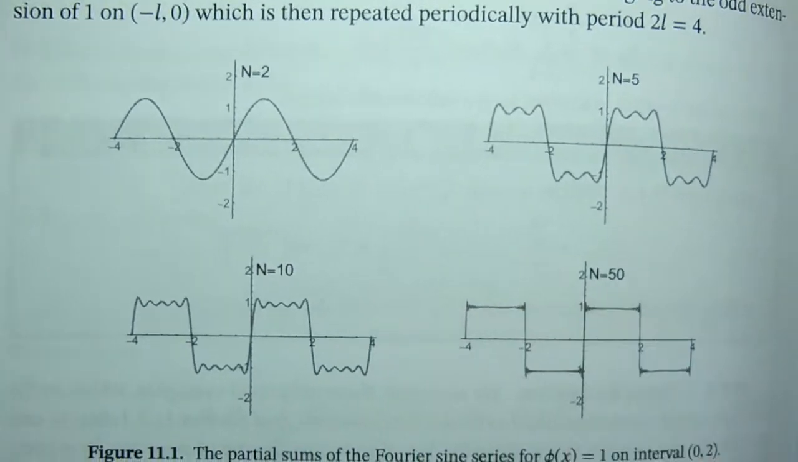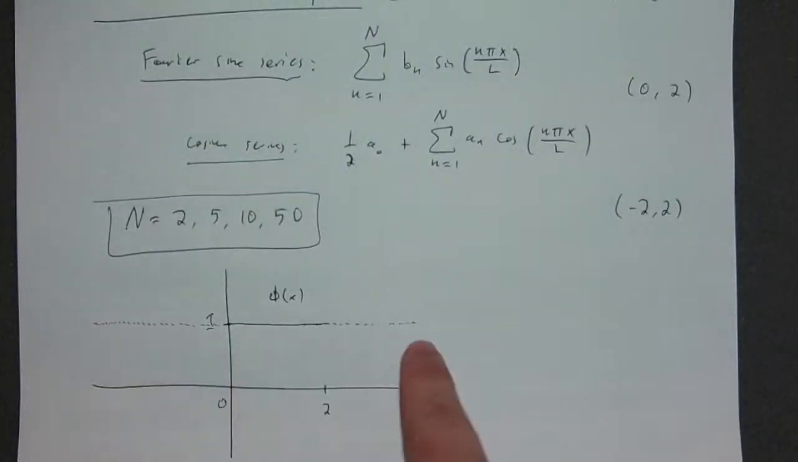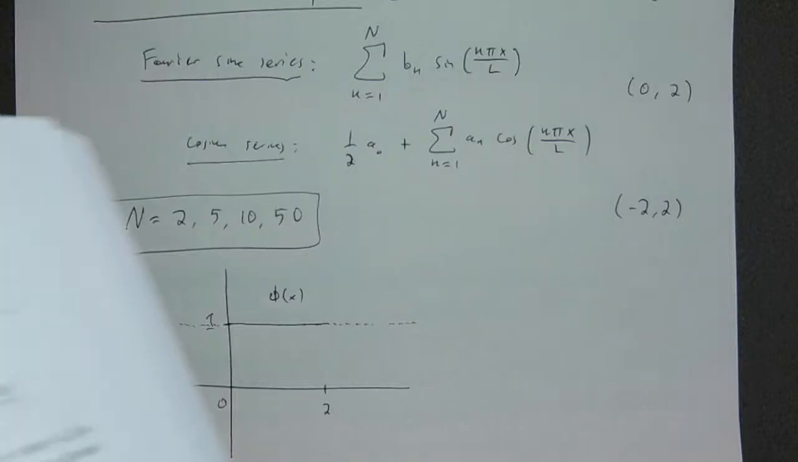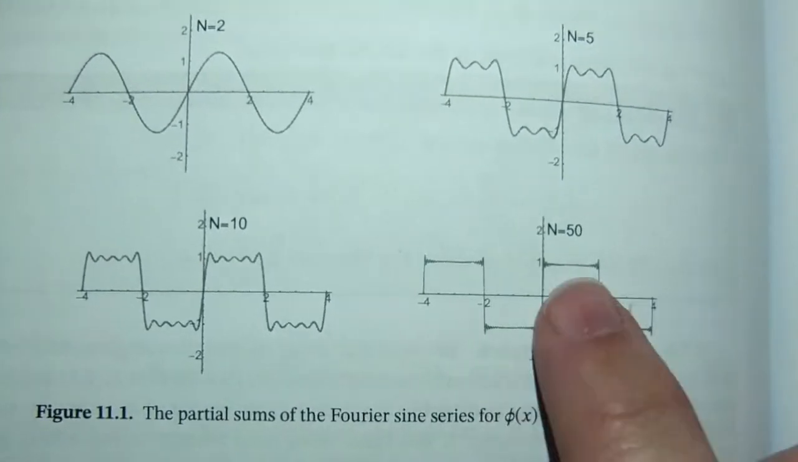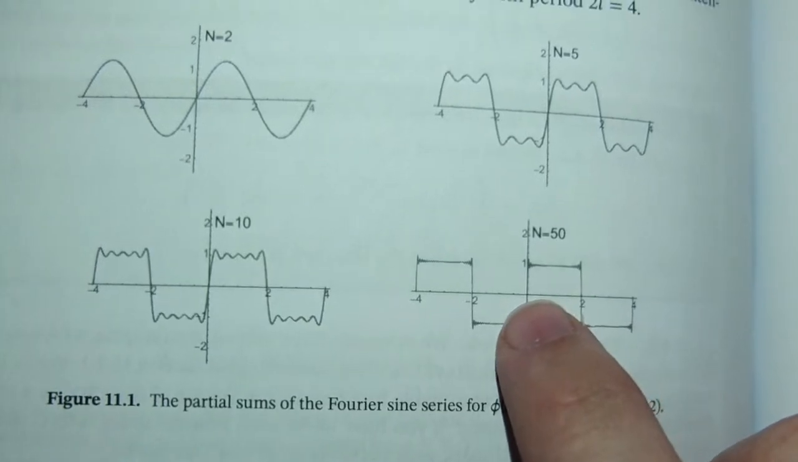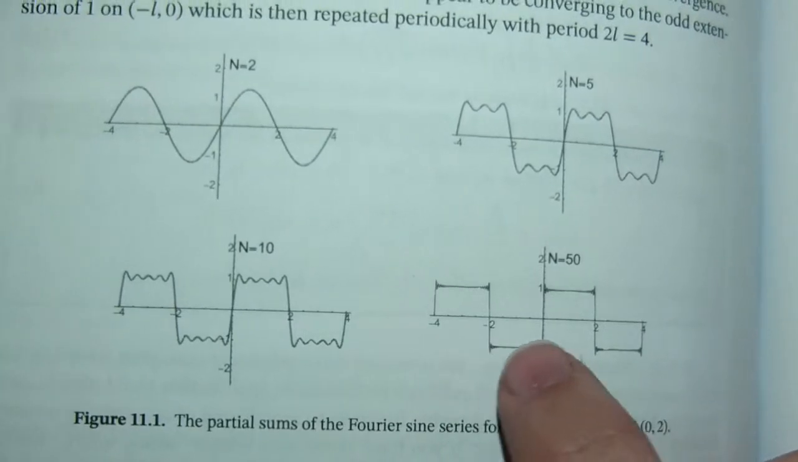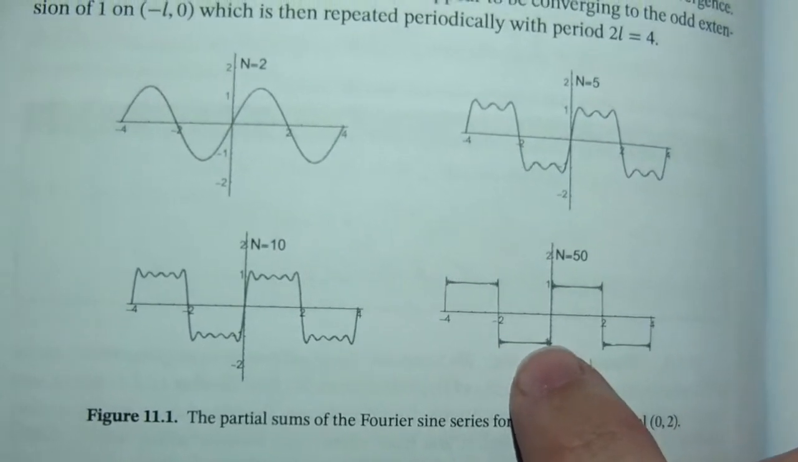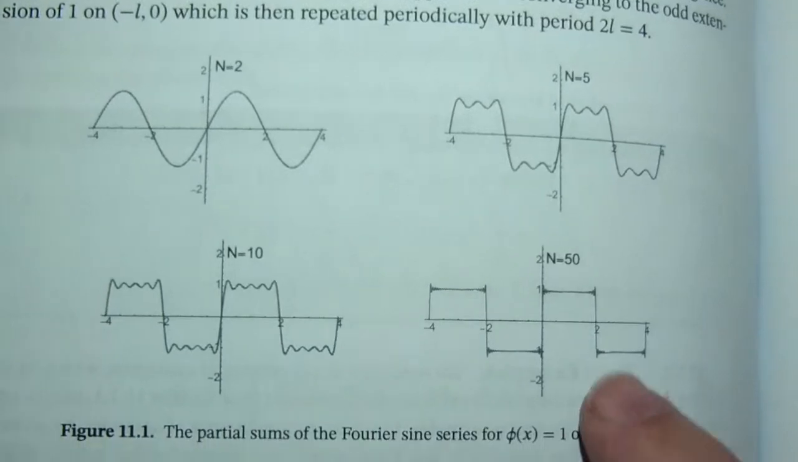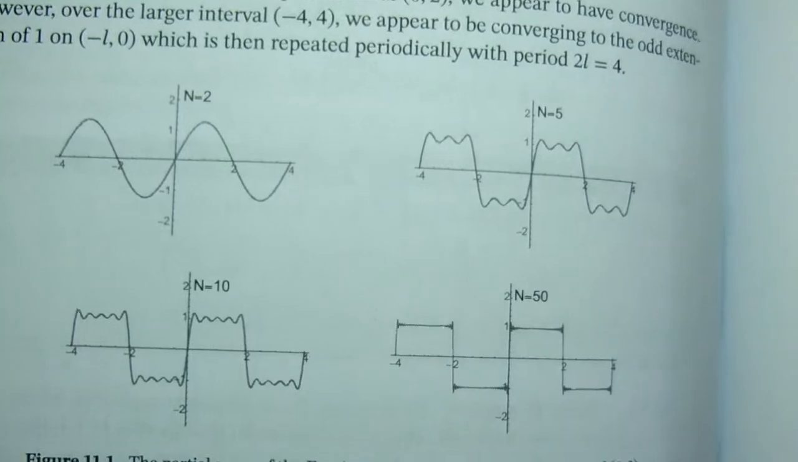It's taking my function phi of x, which is just identically 1. I've drawn in the dotted line how that is. And it's doing its odd extension from -2 to 0. So my phi is defined from 0 to 2, it's doing the odd extension between -2 and 0, and then it repeats it. So it's doing an odd extension, and then it makes it periodic. All right.